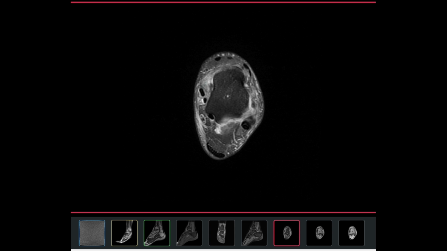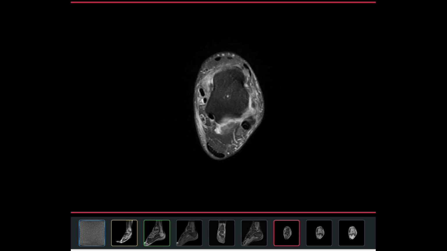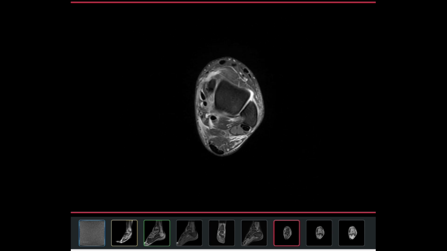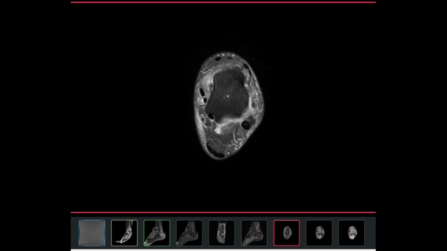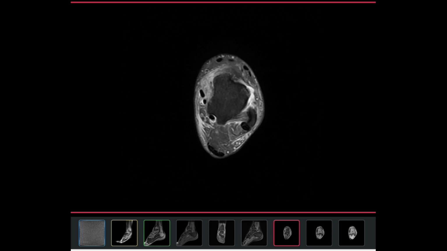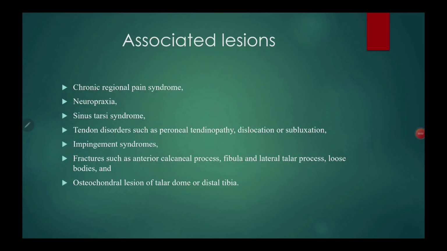But here we can see on the medial side the ligaments which are deep to the tibialis posterior and flexor digitorum longus. The medial ligamentous complex is showing heterogeneous hyperintense signal on the SPAIR sequence, and there is complete loss of the normal ligamentous signal intensity over here. So there is tear of the deltoid ligament.